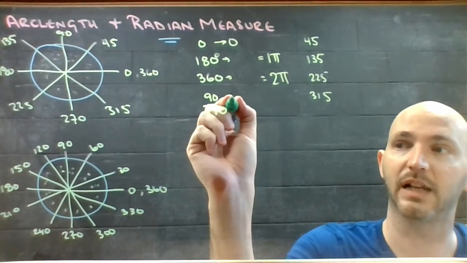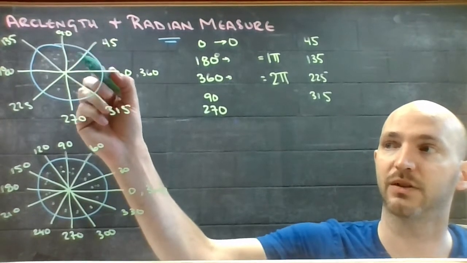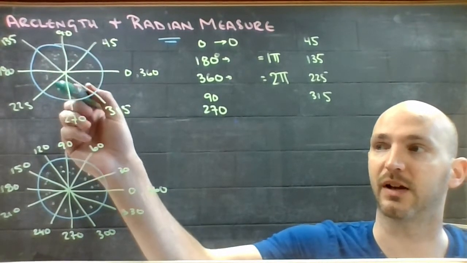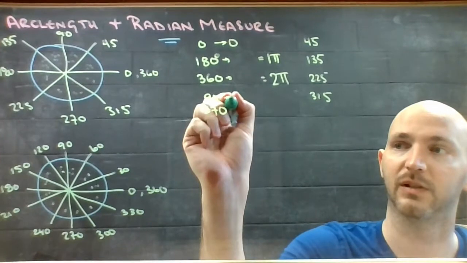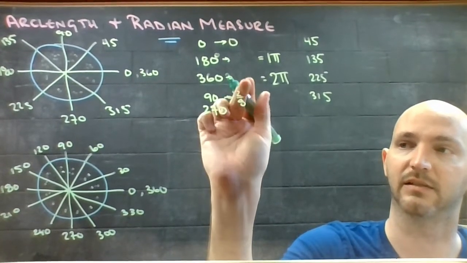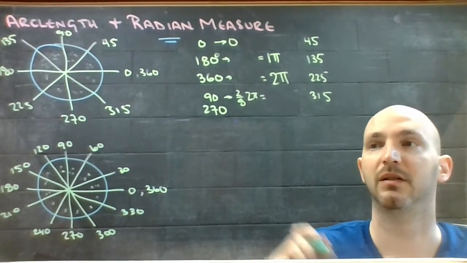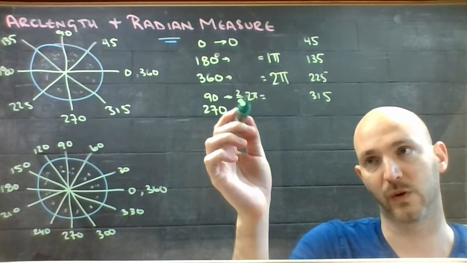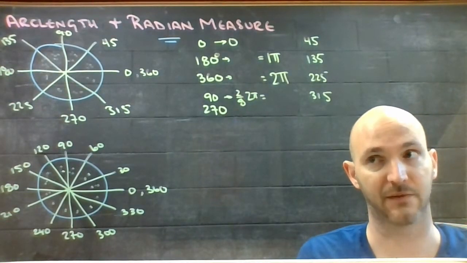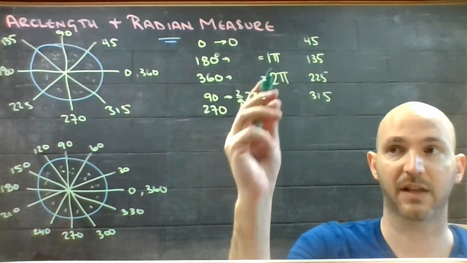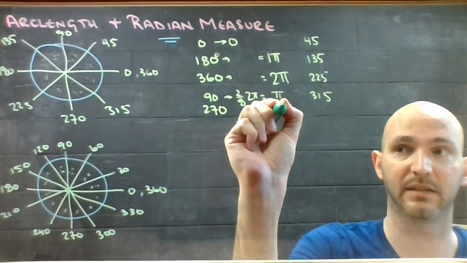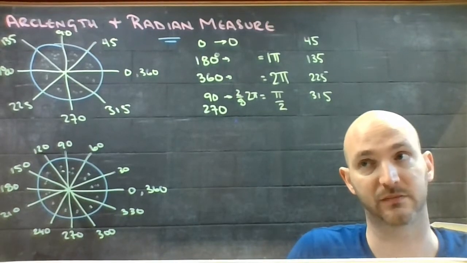So in here, to get to 90, I've done 1, 2 out of 1, 2, 3, 4, 5, 6, 7, 8. So 2 out of 8 multiplied by the reference circle. 2 times 2 is 4. 4 divided by 8 is a half. And a half times pi would be pi divided by 2.